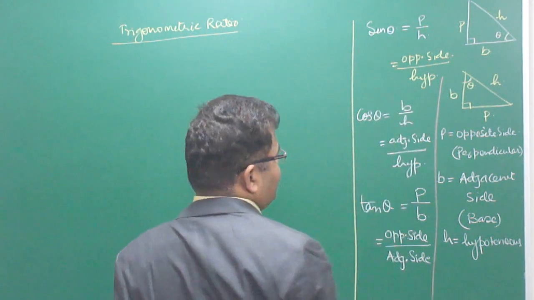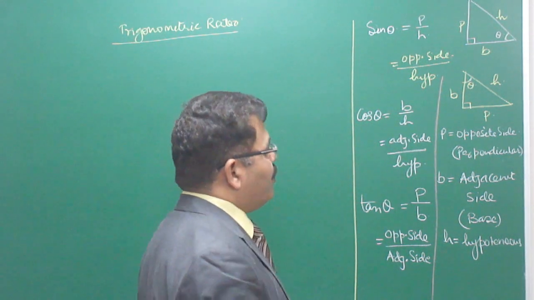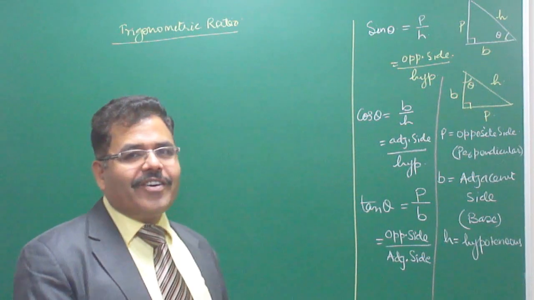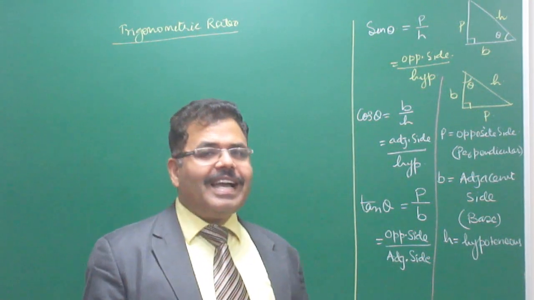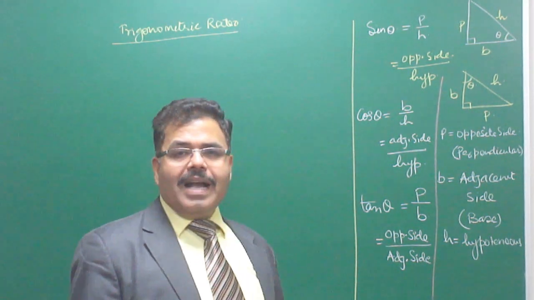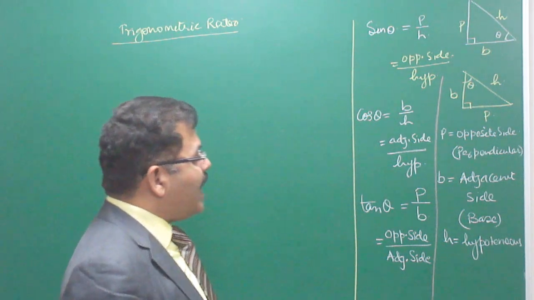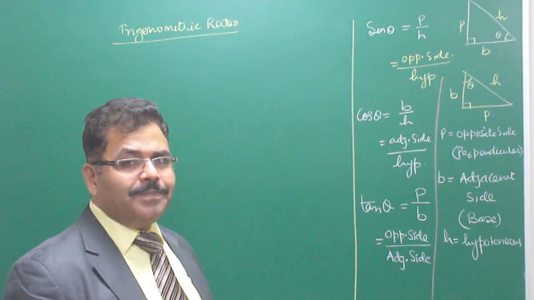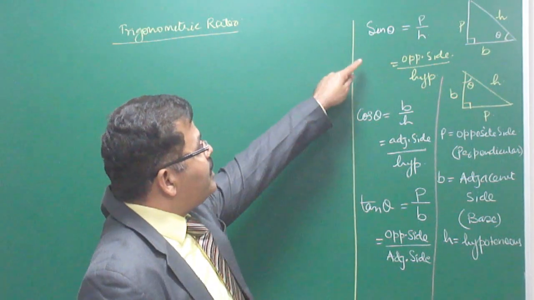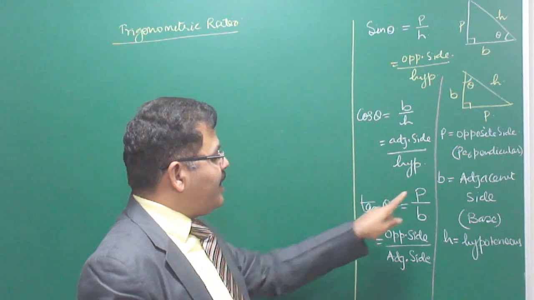So sine, cos, tan, these three trigonometric ratios you need to remember. I am not going to give you the extra burden to learn cot theta, sec theta and cosec theta. Only three of them are important and you can remember only three of them. That will serve our purposes. I think you remember this: sine theta is P by H, cos theta is B by H, tan theta is P by B.